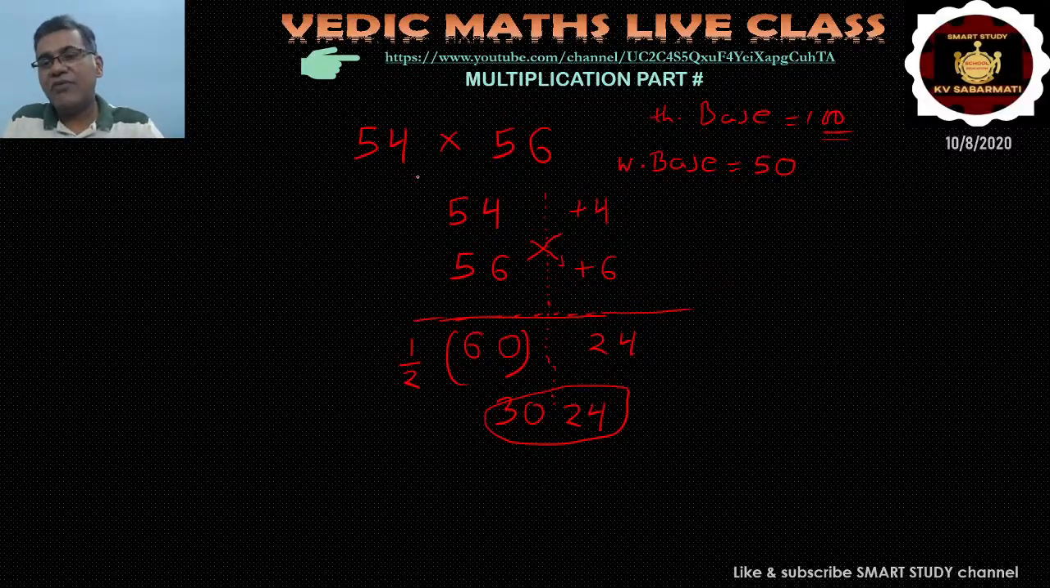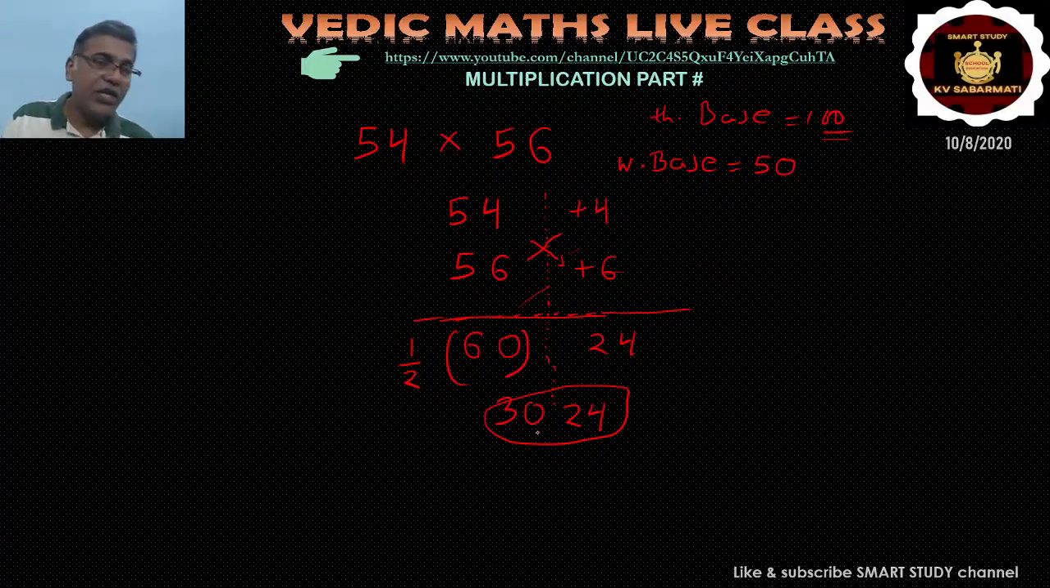Once again I am explaining, I have taken two numbers 54 and 56. Here the working base is 50, so the difference is 4. Already you know this, 56 means the difference is 6. So we take the product of the differences, 4 into 6 is 24, and in cross you have to see 54 plus 6 is 60. But since the working base is 50 and our theoretical base is 100, 50 is half of 100. That's why I am doing half into 60. Half into 60 is 30, so this will be 3024. I hope this part is clear to you.